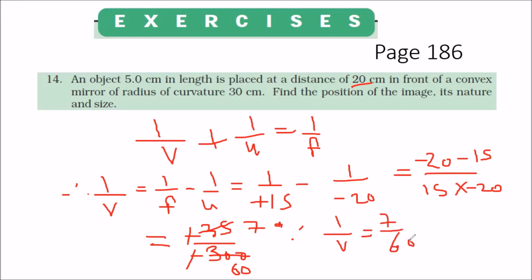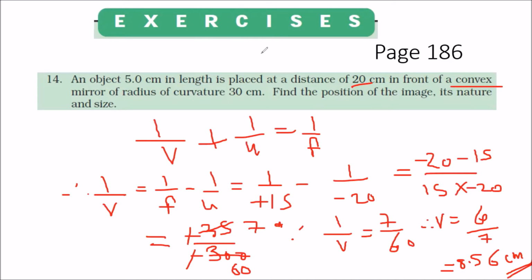So what is going to be the v value? Therefore, v is going to be 60 upon 7. Usually students forget this. After solving this, we will get 8.56 centimeter. Now this is the value of v which we are obtaining, and you can see the answer again is positive, which means in this case also we are getting a virtual image.